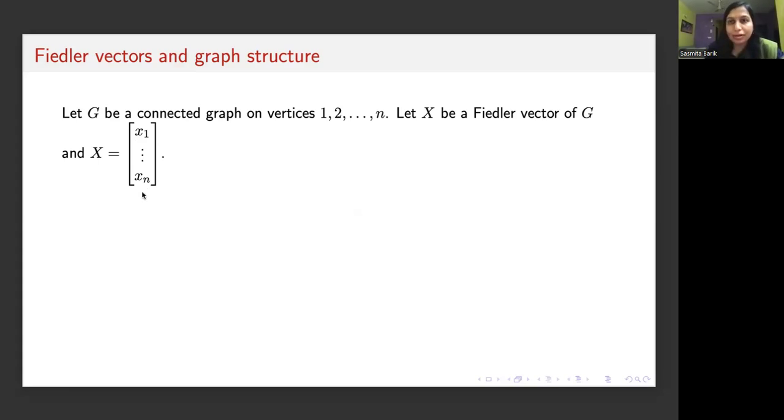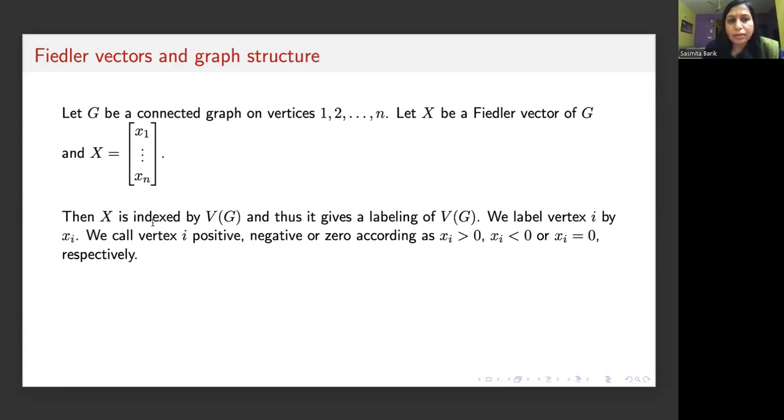That means it has some positive entries, and if some positive entries are there, there are some negative entries also, and possibly some zeros. If I look at the coefficients, positive and negative coefficients are there, and zero may or may not be there. So a Fiedler vector will look like this. It cannot be an entirely positive vector or an entirely negative vector. It will have both positive and negative entries.